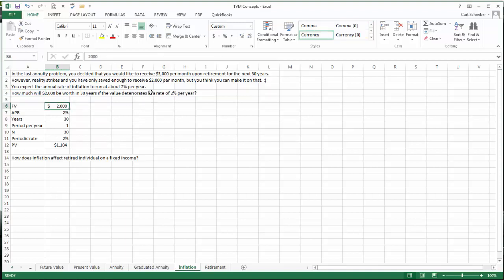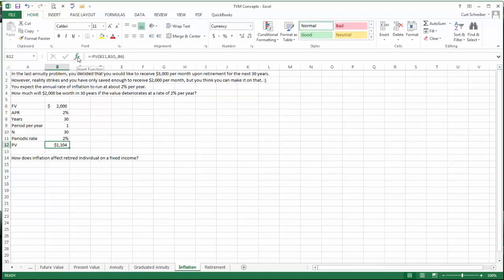Well, in this case, we have a future value of $2,000. Annual rate is 2%. 30 years. Periods per year, 1 period per year will suffice. Total number of periods is equal to 30. Our periodic interest rate, since we're on a per year basis, is 2% divided by 1. It's still equal to 2%.